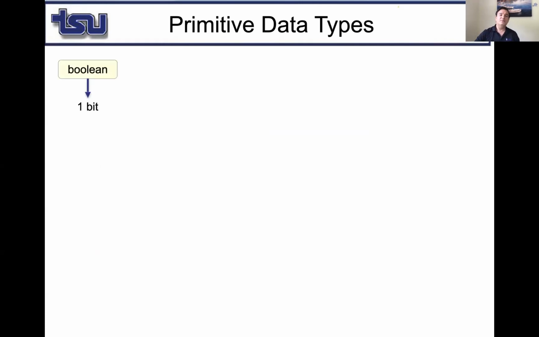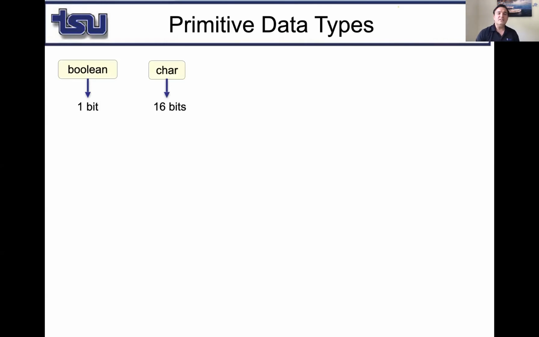So Boolean. Well, if it is just true or false, how many bits do you think I need to represent it? True is 1, false is 0. That means with 1 bit, I can represent this, right? 0 corresponds to false, 1 corresponds to true. So the Boolean data type requires only 1 bit in your computer to store the primitive value. That's easy.